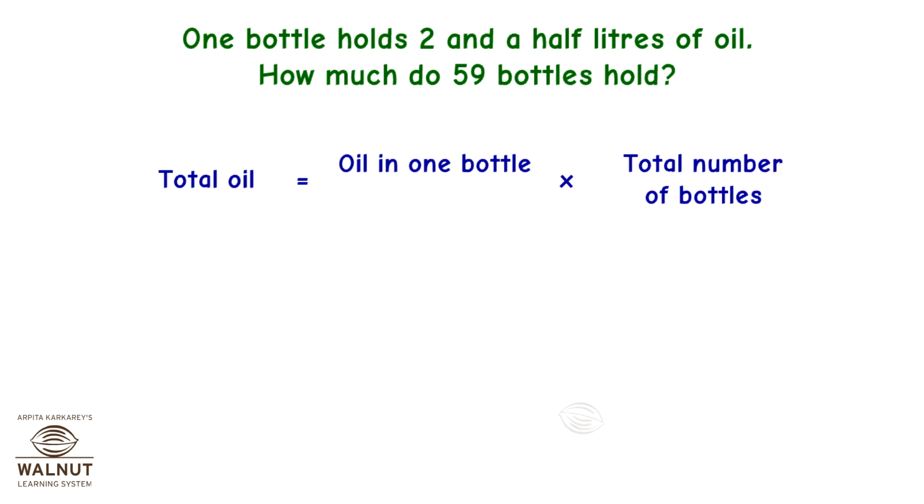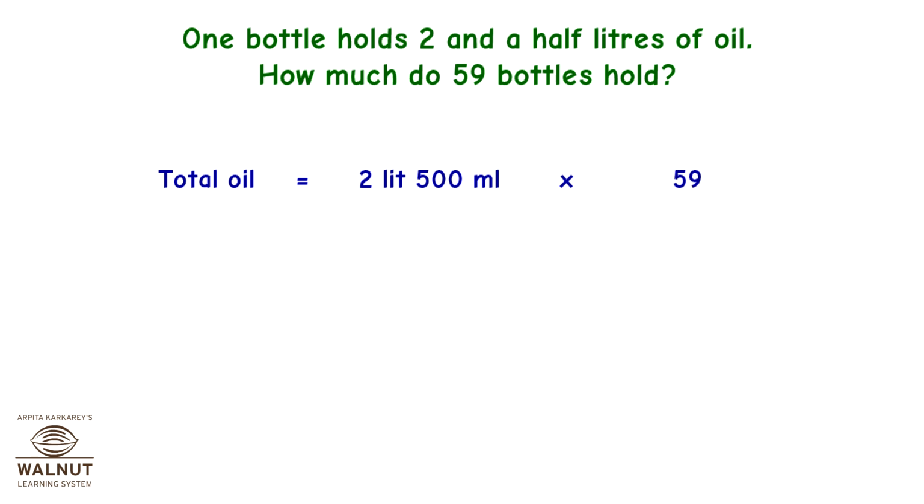The oil in one bottle is 2.5 liters, which is 2 liters and 500 milliliters of oil. We have 59 bottles. We now have to multiply, and that is what we already know how to do.